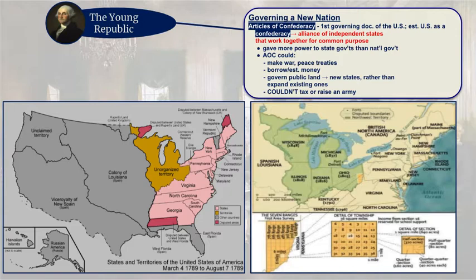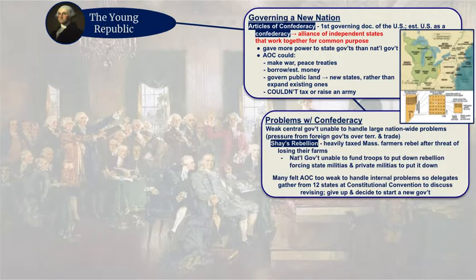And despite the good thing it did with public land, one of the bad things that happens under the Articles of Confederation has to do with something known as Shays' Rebellion. Because this weak central government was unable to handle large nationwide problems, what happens if Spain invades Georgia? The straw that breaks the camel's back as far as people's awareness of how weak this government is, is Shays' Rebellion, when very heavily taxed Massachusetts farmers have had enough and decide to rebel.